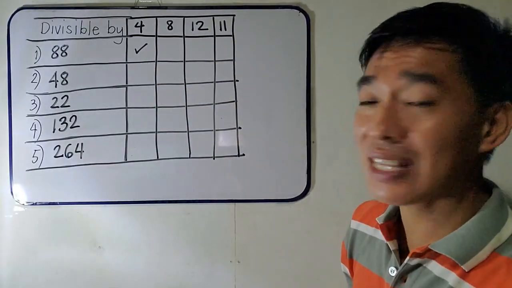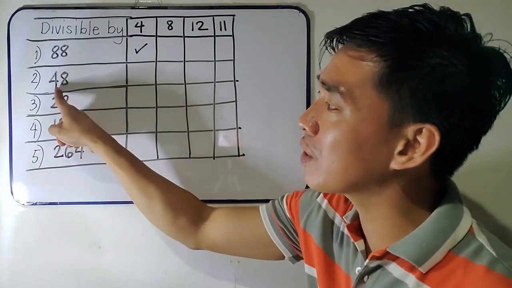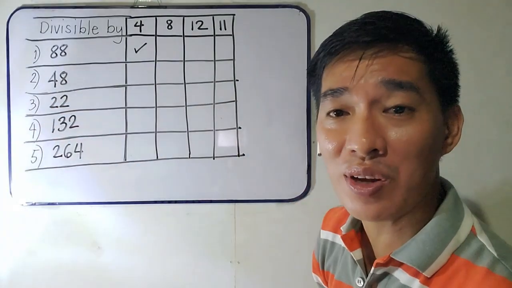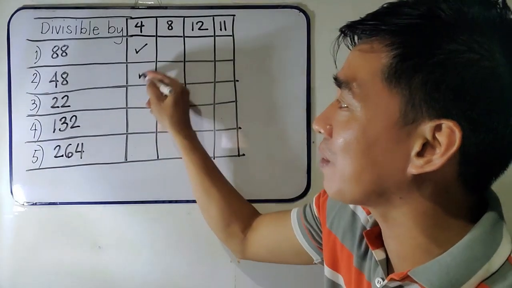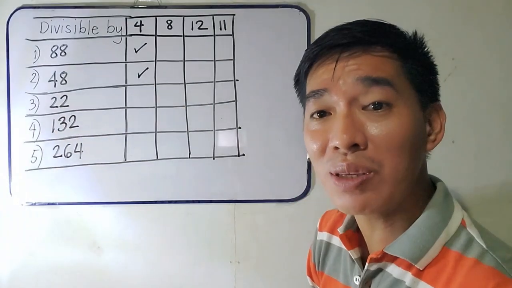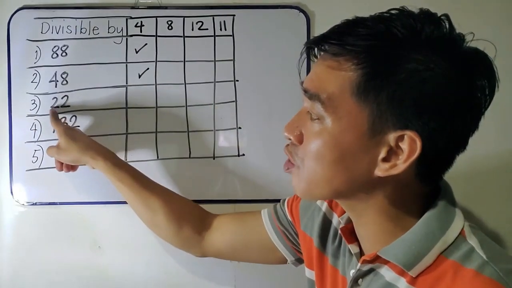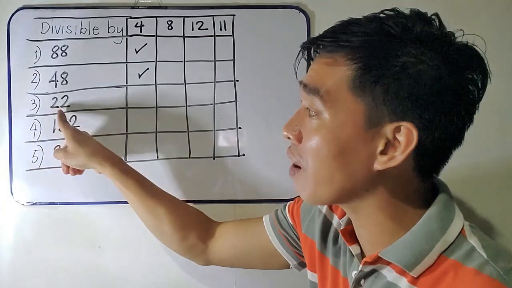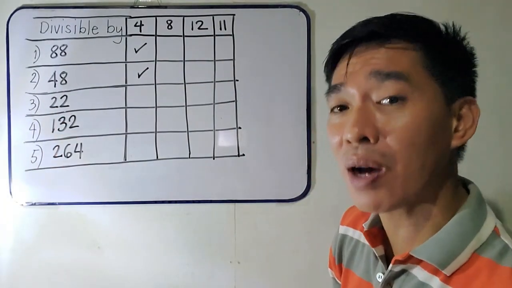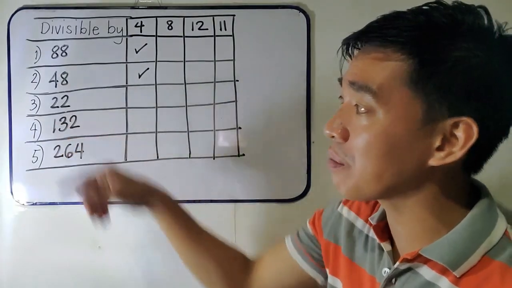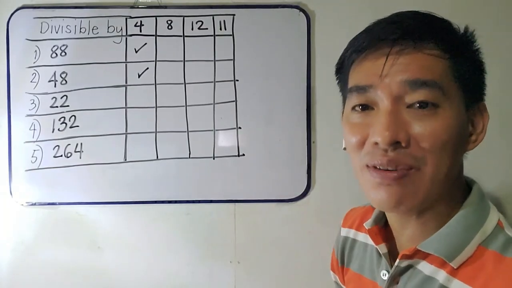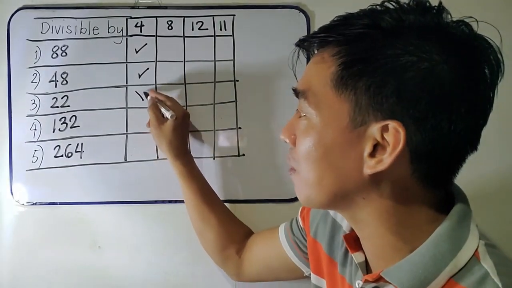So 48, is that divisible by 4? You could just do it mentally. 4 divided by 4, no remainder. 8 divided by 4, that's no remainder. 48 is divisible by 4. 22 this time. Of course, 22 is not a multiple of 4 because the 2 here, which is 20, is divisible by 4. However, the remaining 2 here is not divisible by 4. So if you skip count by 4, it will leave you a remainder of 2 because 4, 8, 12, 16, 20, that's 5, remainder 2. So that's not divisible by 4.